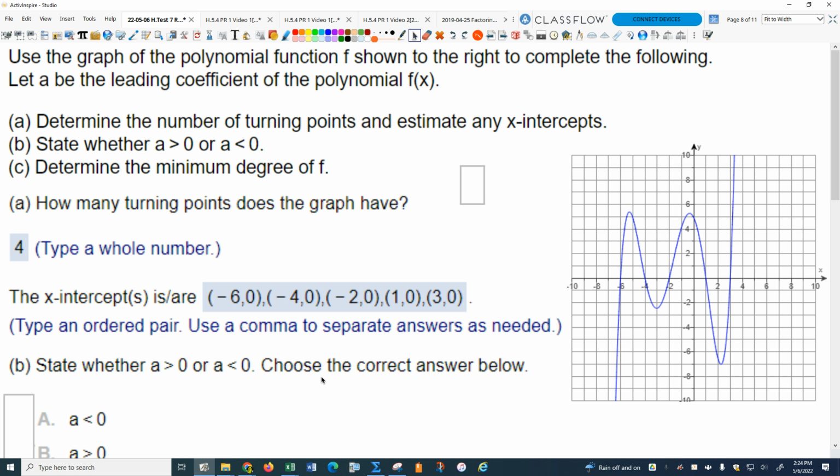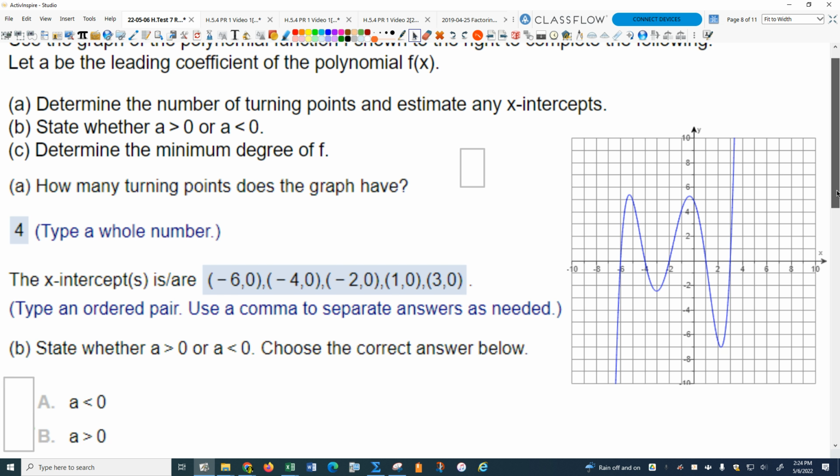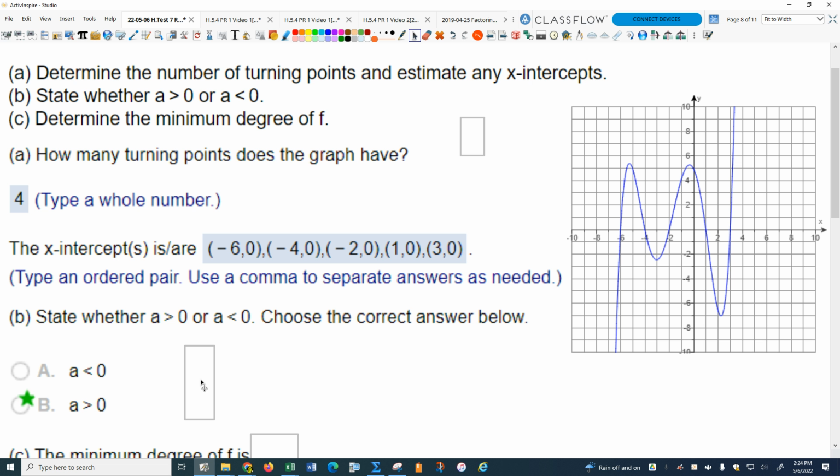Okay, A is defined as the leading coefficient. Is A positive or negative? Positive, right? And we know that because it's got positive odd behavior: up on the right, down on the left.